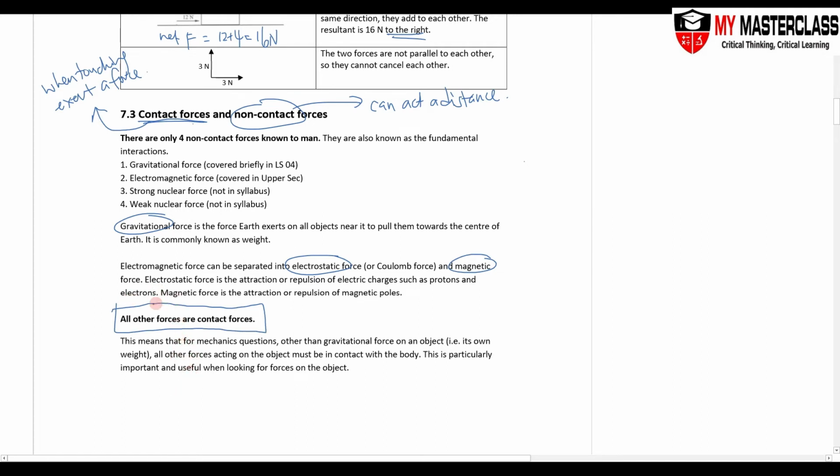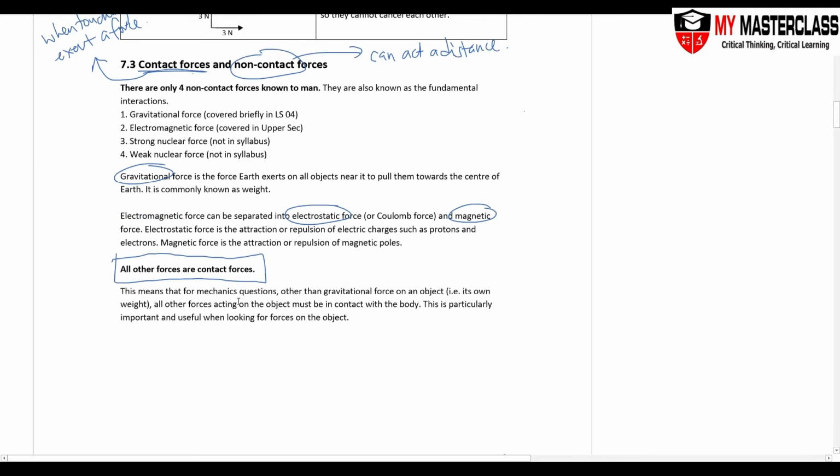This means that for mechanics and forces questions, most of the time, when you are asked to draw the forces on an object, you will only need gravitational force. I dare say 100% of the time you will not see electrostatic force or magnetic force in a question that asks you to draw forces. So gravitational force is the only non-contact force that you need to concern yourself with.